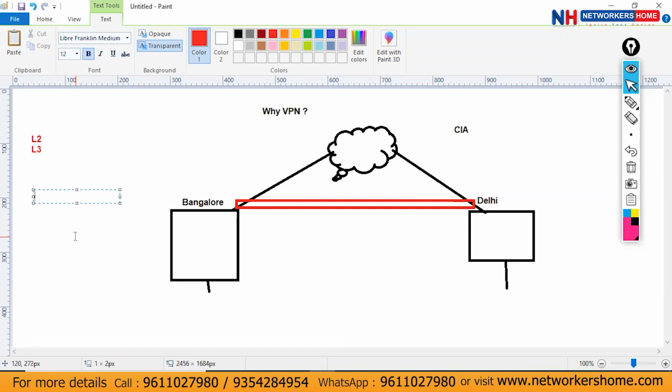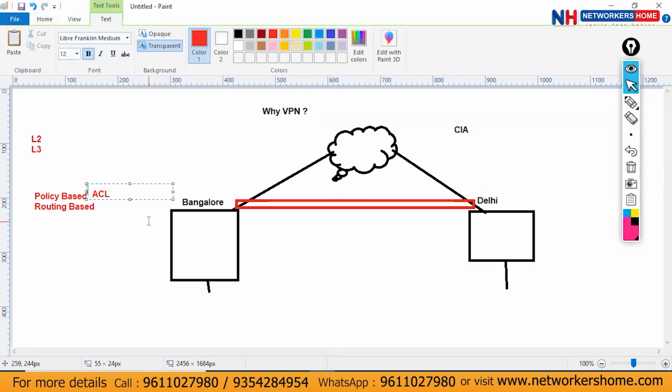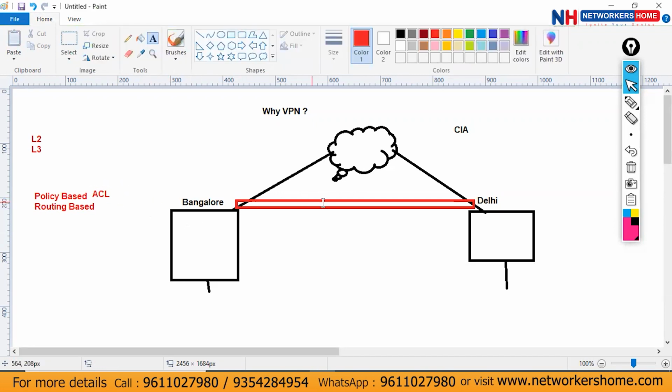Now you can describe a VPN in a different way also. I can create a VPN that can be policy based or routing based. Policy based means we'll use an ACL. We'll write an ACL in which I define which source to which destination, and which protocol, can communicate. So everything is decided by your ACL to communicate through the tunnel. Whatever interesting traffic passes through this tunnel, that will be decided by whom? The ACL. That is called policy based.